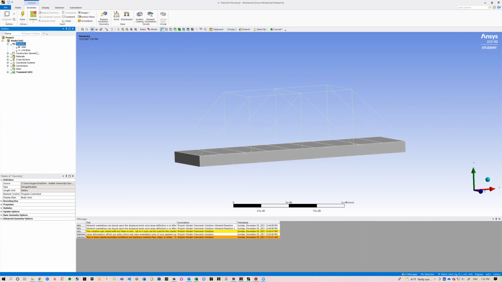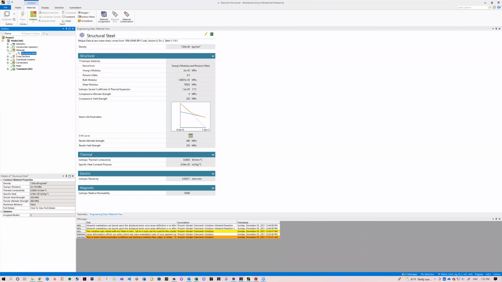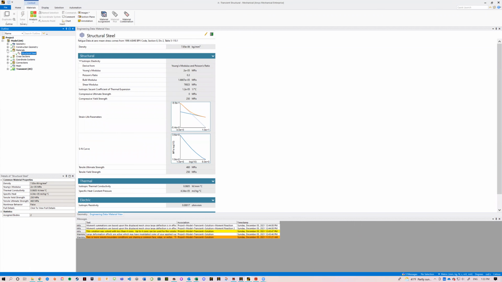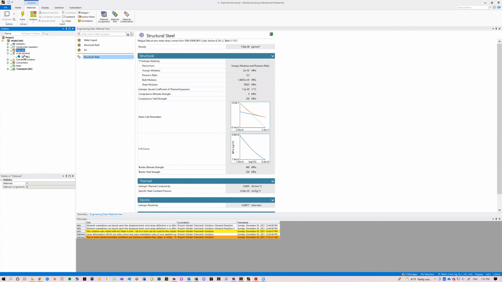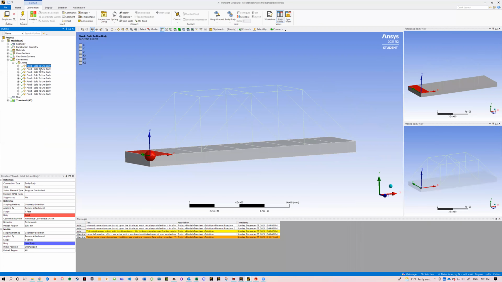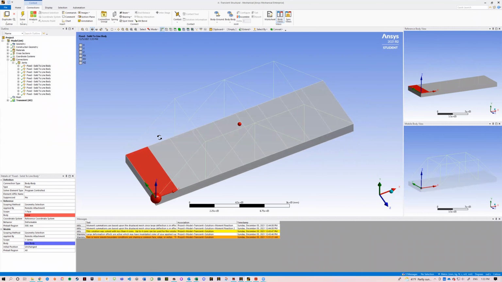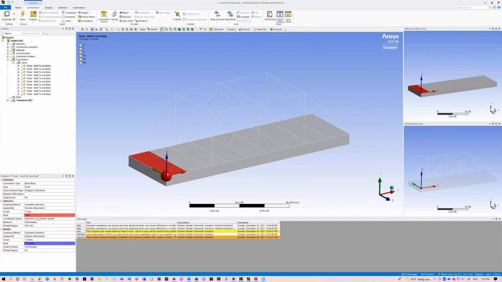So again, here we have solid and line body, and they're both structural steel, like I said earlier. And here we go, Connections. I made a bunch of connections and they're all set up basically the same.